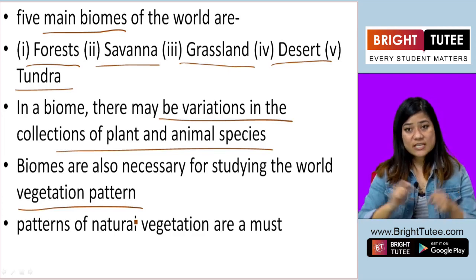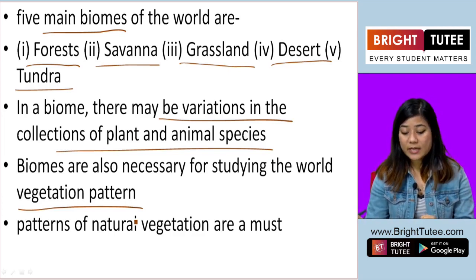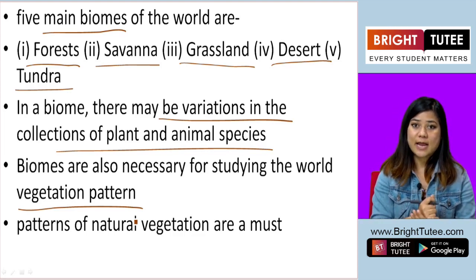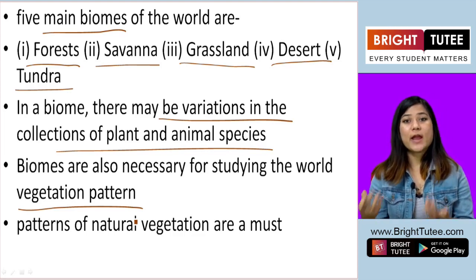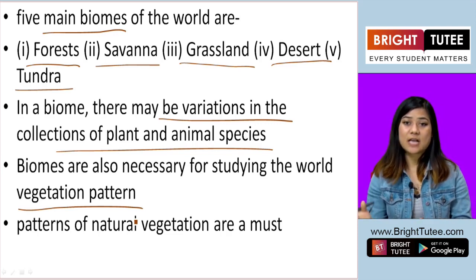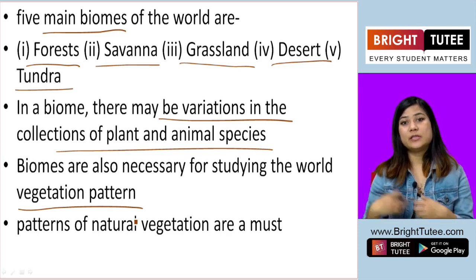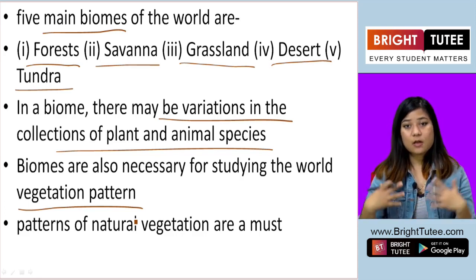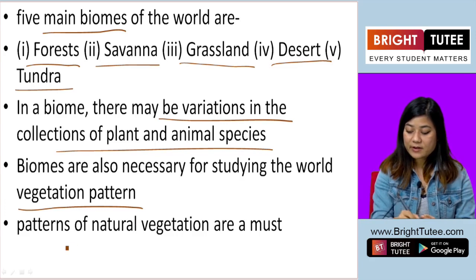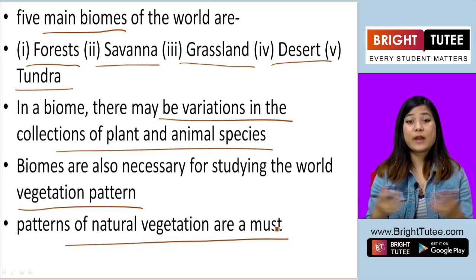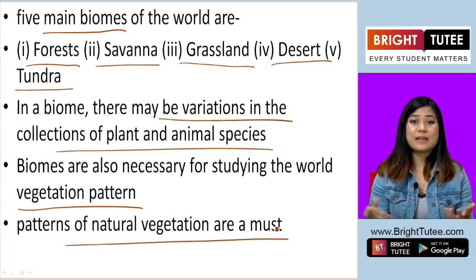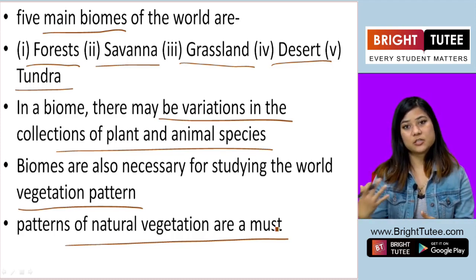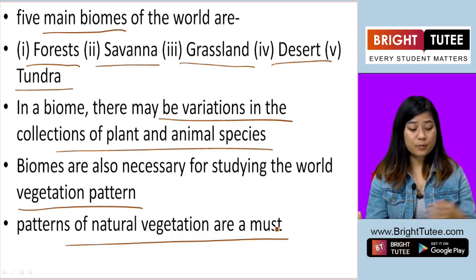Now, these different species of plants and animals, how they grow, where they grow, how many species are there, how they help the animals and the human beings, these patterns which are studied from the biomes are very important for us, for everybody, for the life that exists on earth. So because of such reasons, biomes are very important.